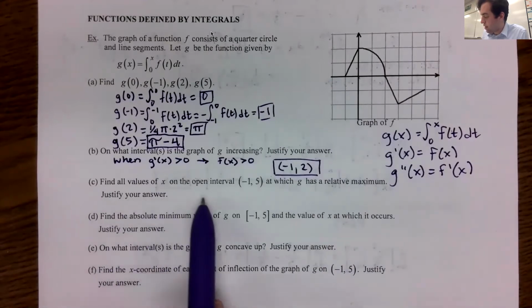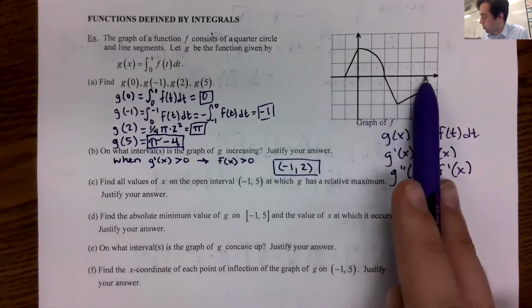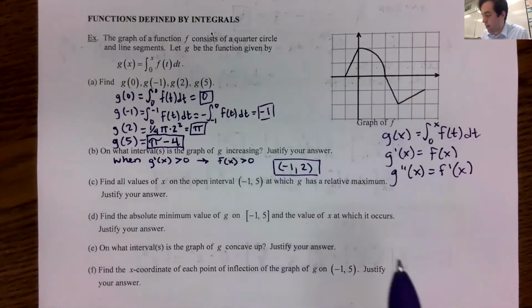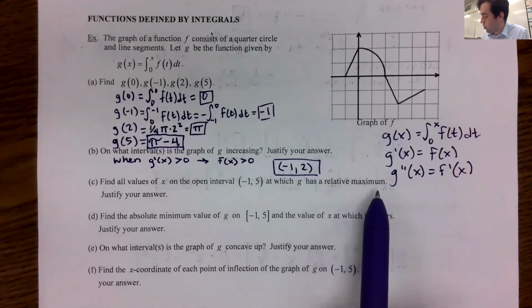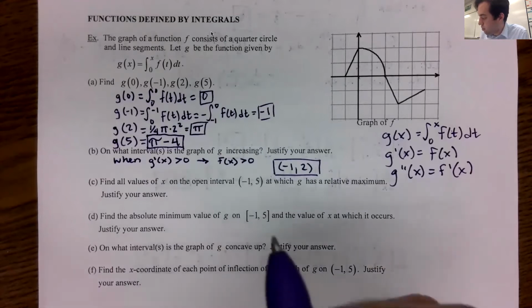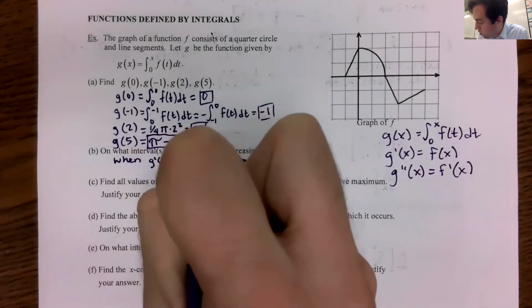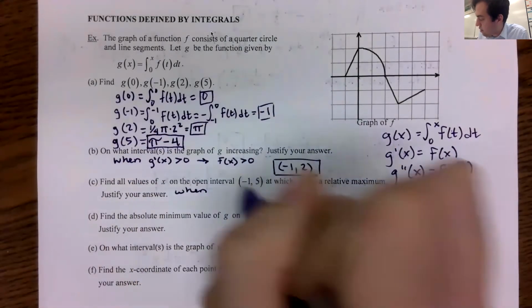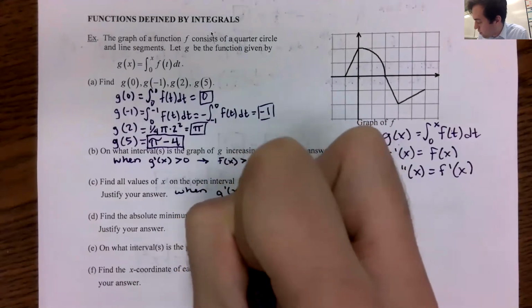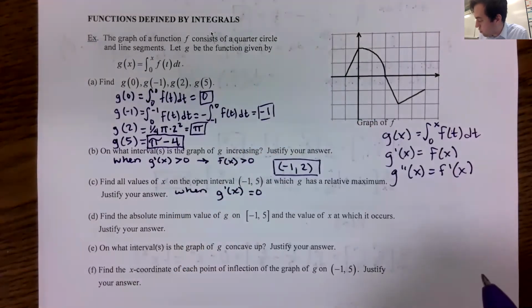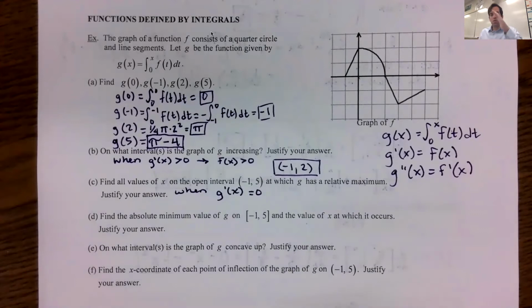Find all values of x on the open interval from -1 to 5, at which g has a relative maximum. A relative maximum occurs at a critical number, and so that's going to be when g prime equals 0, and a max occurs when the sign changes from positive to negative.